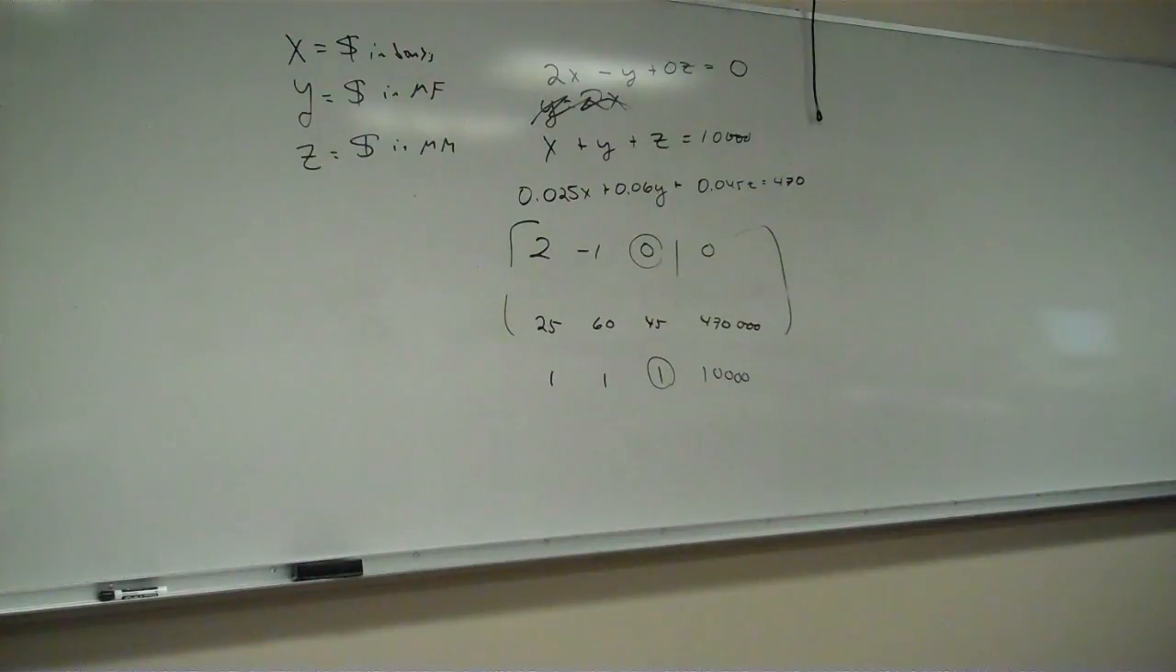I've had this equation set up. I set it up correctly. I've done it 4 times and they all are different answers. That's a big thing. I'm just going to set up that matrix that we have right there on the spreadsheet. Hold on. -1, that's what this is. 0, 0. 25, 60, 45, 470,000, 1, 1, 1, 10,000.